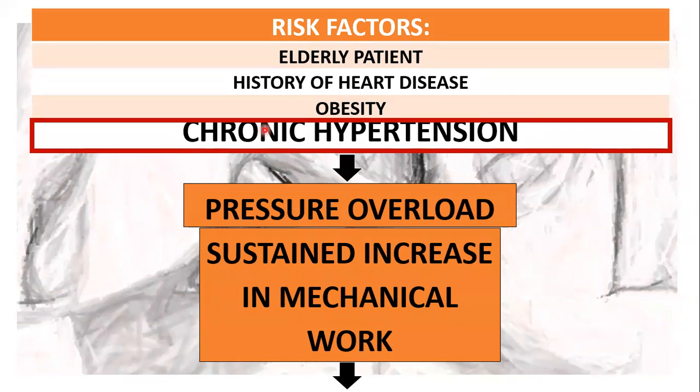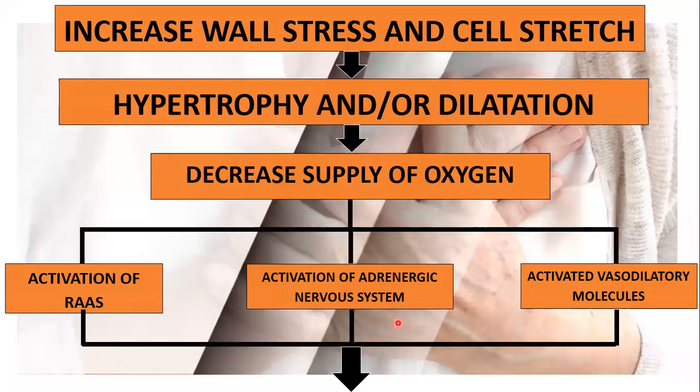Okay, because chronic hypertension would lead to pressure overload and sustained increase in mechanical work. That would then increase the wall stress and cell stretch. So the heart would now compensate. What would it do? It would hypertrophy and or dilate. These compensatory mechanisms of the heart would lead to a decrease in the supply of oxygen.